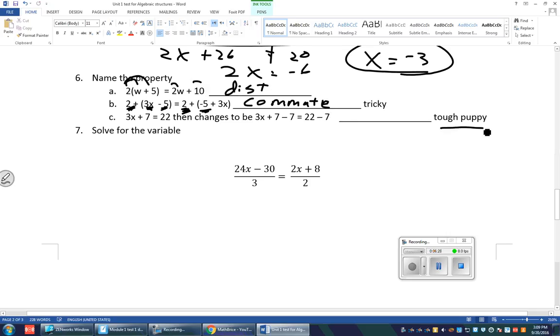Okay, this is the tough puppy. Let me see. 3x plus 7 equals 22. 3x plus 7, what? Minus 7 equals 22. Minus 7, I put minus 7 on both sides. This is the additive property of equality.